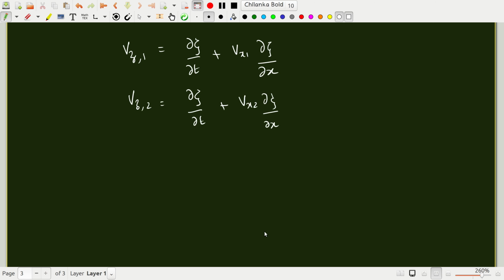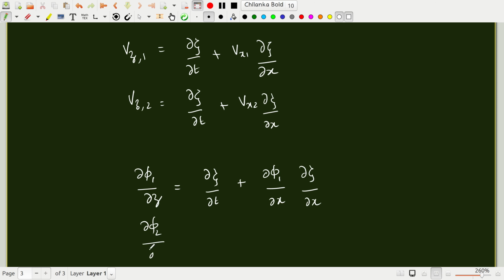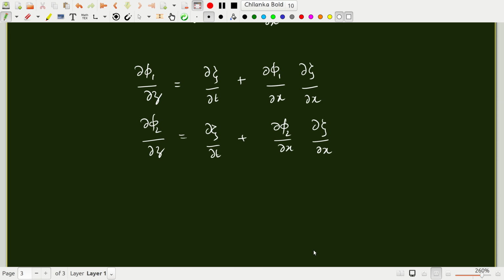Now we know that all the quantities are written in terms of potential, so we can write partial phi 1 by partial z is partial zeta by partial t plus partial phi 1 by partial x, that is Vx1, times partial zeta by partial x. Similarly, partial phi 2 by partial z, the second equation here, is partial zeta by partial t plus partial phi 2 by partial x times partial zeta by partial x. I'm of course ignoring variations in the y direction, otherwise you will have terms such as partial zeta by partial y and so on. We are using only two dimensional disturbances here.